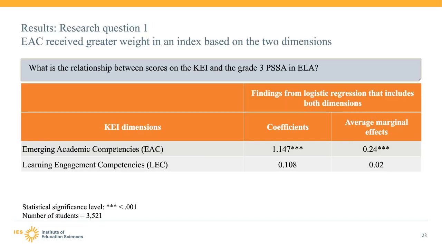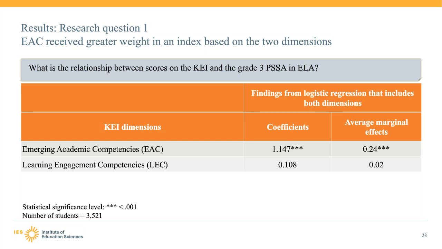So here are the results for research question 1. And we're predicting PSSA proficiency based on both of the kindergarten entry inventory dimensions. And what we find is that only emerging academic competencies predicts PSSA proficiency when both dimensions are included together. This is likely because emerging academic competencies includes literacy and math skills, whereas learning engagement competencies includes behavioral skills. The average marginal effects column means that for every 1 point increase in emerging academic competencies, the probability of proficiency increases on average 24%. And for every 1 point increase in learning engagement competencies, the probability of proficiency increases 2% on average.